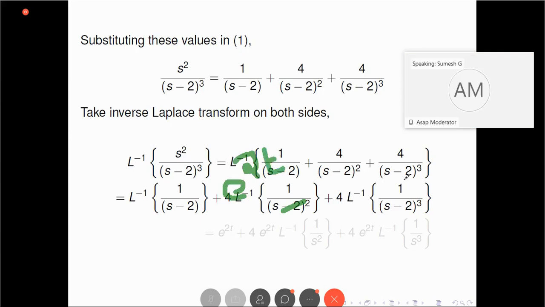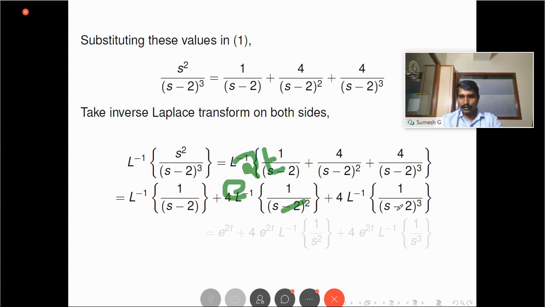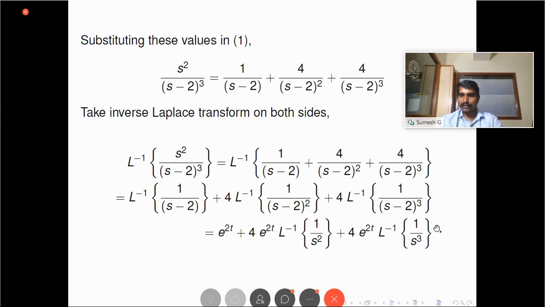Similarly, find the inverse of the last term. It is also of the form f of s minus a. So to eliminate the effect of minus 2, we have to multiply the third term also by e raised to 2t. It becomes e raised to 2t plus 4 into e raised to 2t into inverse of 1 by s square plus 4 into e raised to 2t into inverse of 1 by s cube. And the inverse of 1 by s square and 1 by s cube can be found by using the concept of inverse of 1 by s raised to n. Inverse of 1 by s raised to n is t raised to n minus 1 by (n minus 1) factorial.